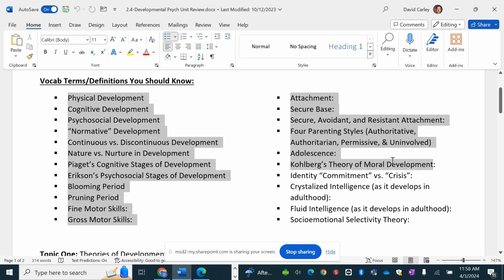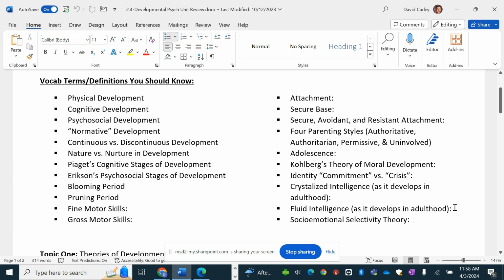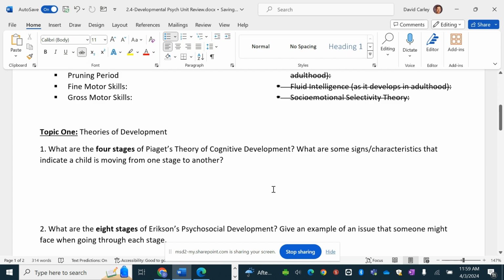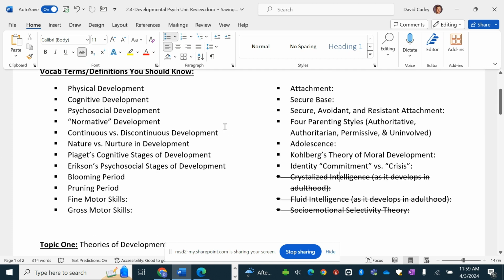Anyway, here are the big terms that you need to know. One thing I will just briefly touch on is these last three terms we didn't get to, and I'm not going to test you on something I didn't teach you, so for the sake of time and moving on, we're going to cut those ones out. We didn't talk about these related to adulthood. So that's the laundry list of terms that you should know and understand and be able to use. Keep that in mind.